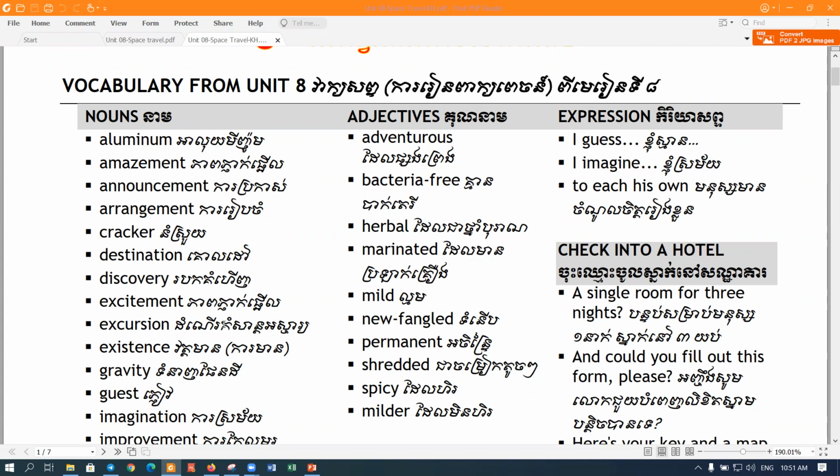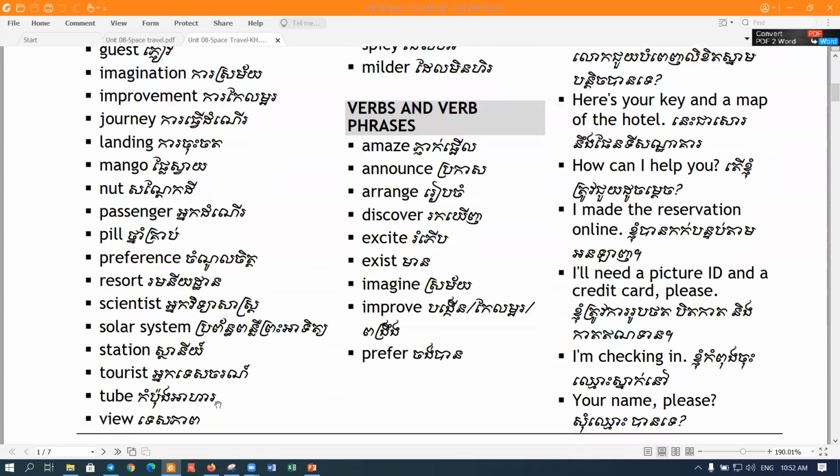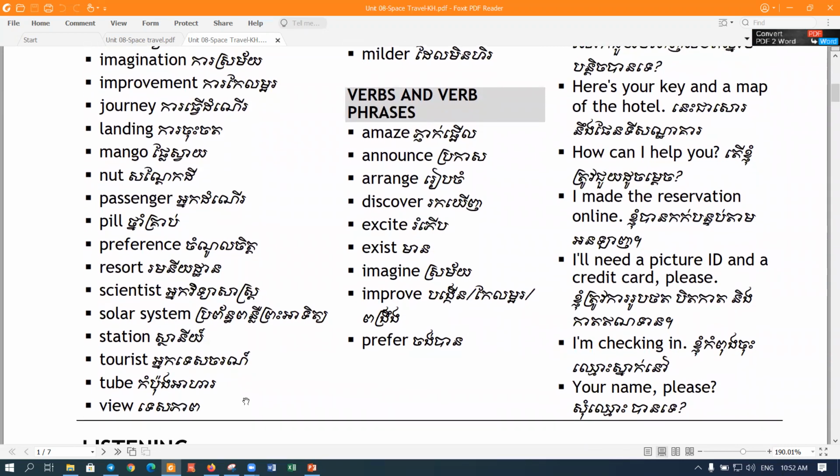Okay, nouns: aluminum, amazement, announcement, arrangement, cracker, destination, discovery, excitement, excursion, existence, gravity, guest, imagination, improvement, journey, landing, mango, nut, passenger, pill, preference, resort, scientist, solar system, station, tourist, tube, view.